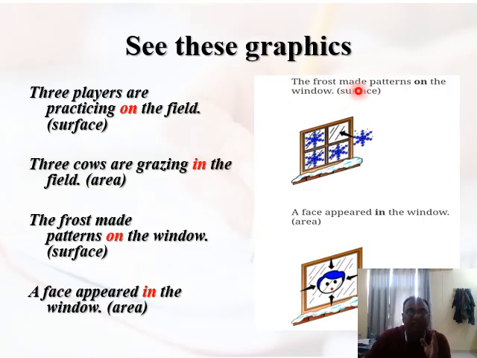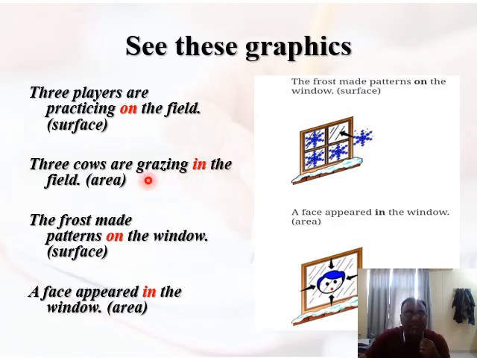Now there are many graphics also. Three players are practicing on the field, that is the surface. On the field means we always use the field and run there. We always walk on it, touching the surface. We are not floating on the wind or air. Okay, that's why on the field.